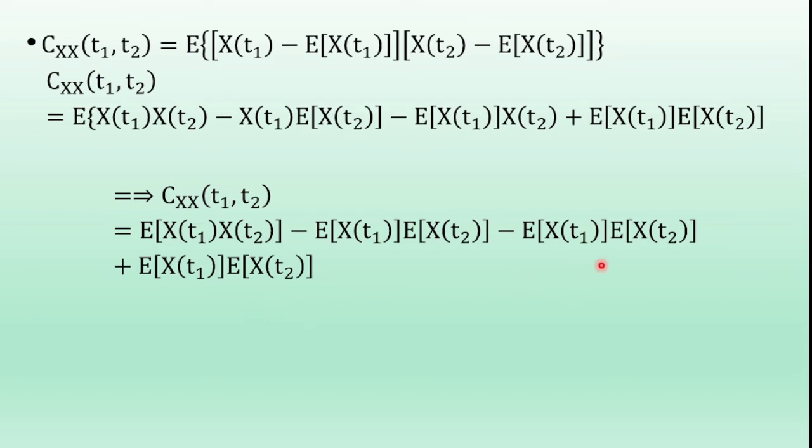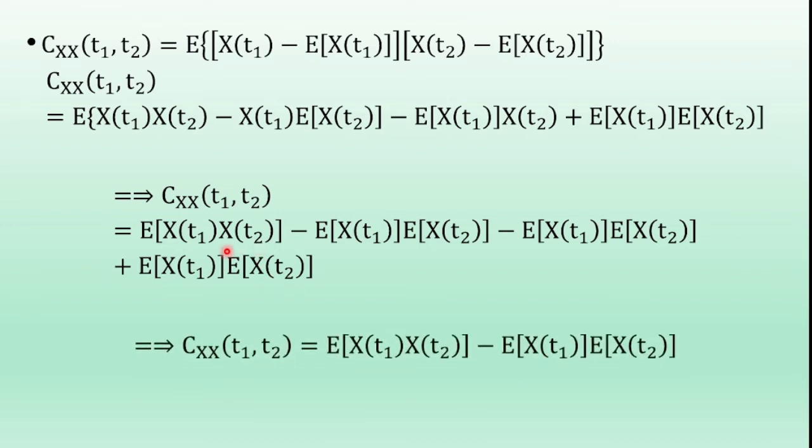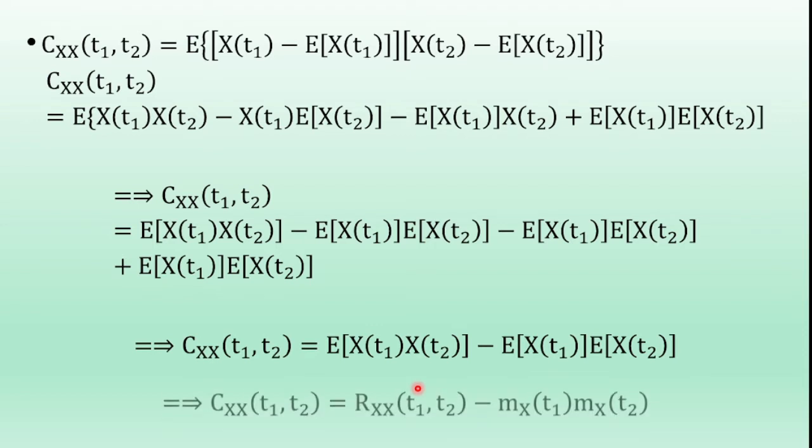So now here on the RHS side, the terms minus expectation of x of t1 into expectation of x of t2 plus expectation of x of t1 into expectation of x of t2 cancel. The remaining RHS terms are expectation of x of t1, x of t2 minus expectation of x of t1 into expectation of x of t2. So the first term on the RHS is the autocorrelation function of the random process x of t, that is Rxx of t1 comma t2.